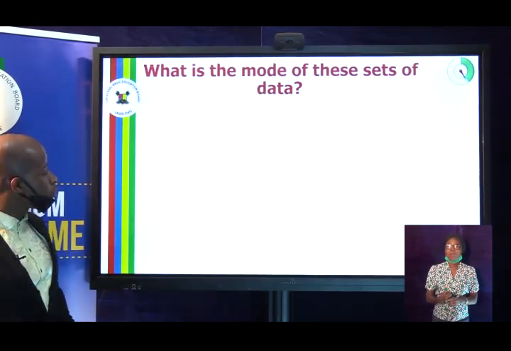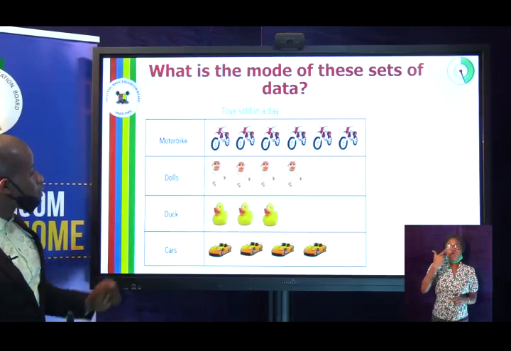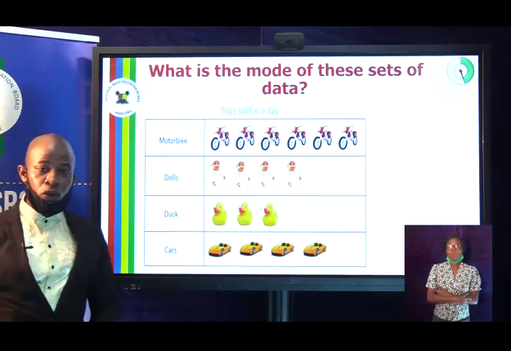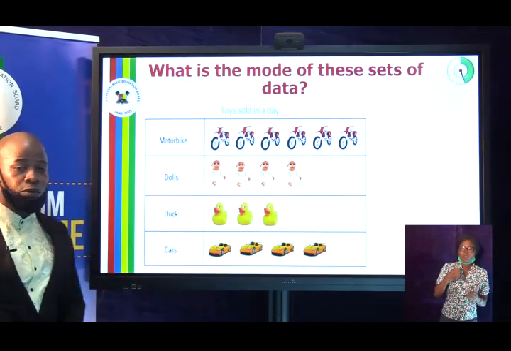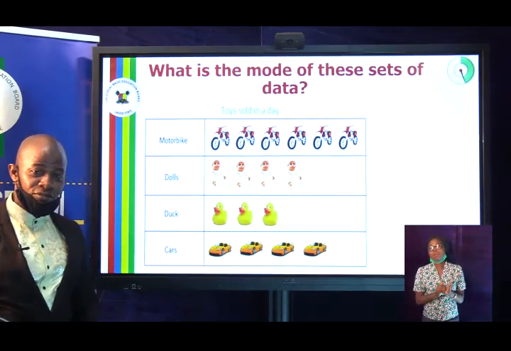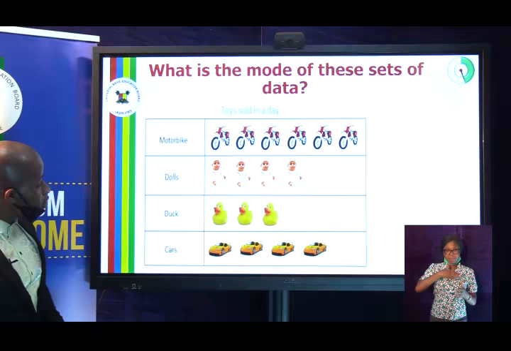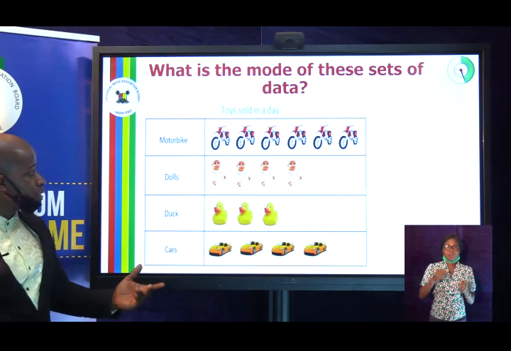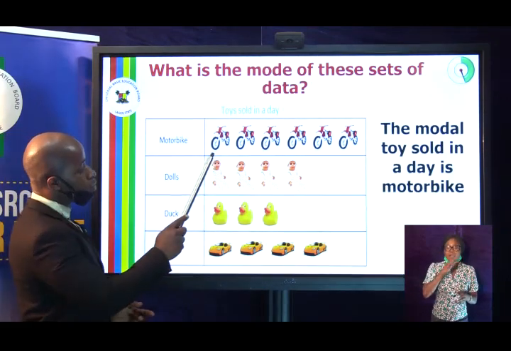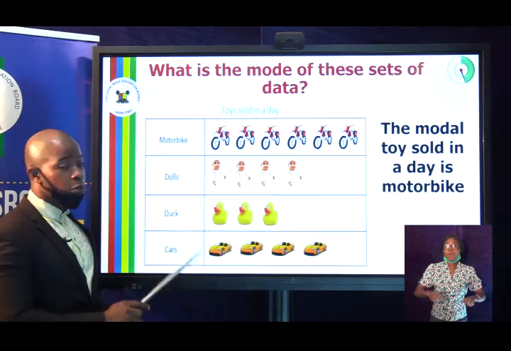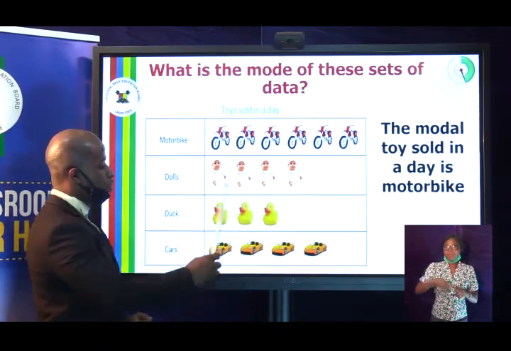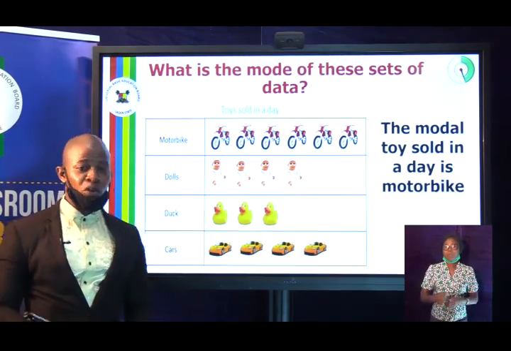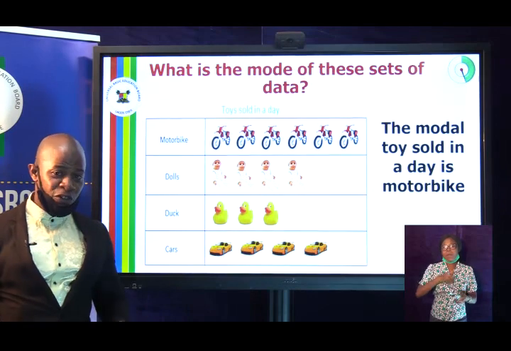Now let's take another one with pictograms. Here, this data represents the number of toys that are sold in a day. What is the modal toy sold? Which of these is the mode? You have 10 seconds. So I am checking myself, and I seem to have identified the modal toy sold in a day. Your answer should be the motorbike, because it has the highest number of images, 1, 2, 3, 4, 5, 6. Others have less than that. So the modal toy sold in a day is obviously motorbike. Easy peasy for you, I believe, my friend.